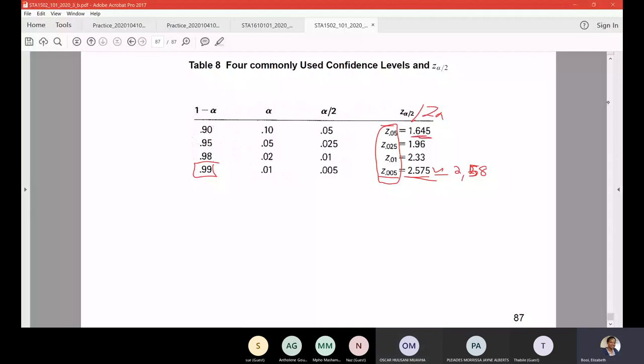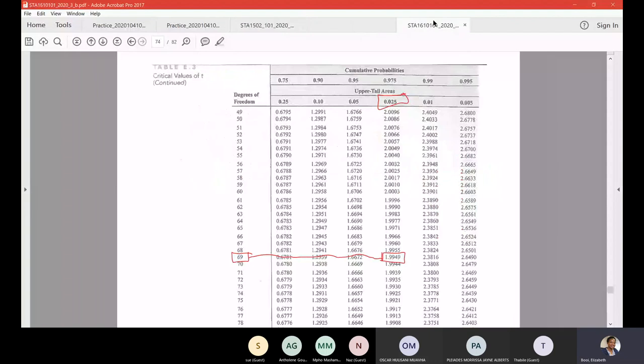The only exception is that one. So this is 2.58. So you must have it as that. Okay. Did you write this table down? Did you copy? Take a picture. I'm going to go out of it, but I'm going to show you how to find the same value on your table.